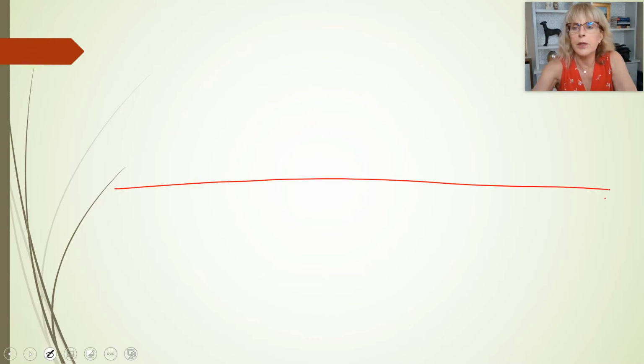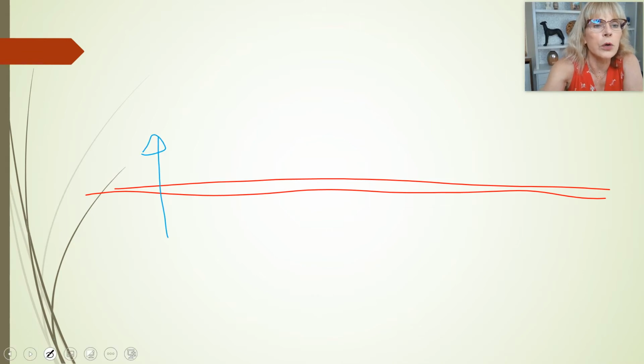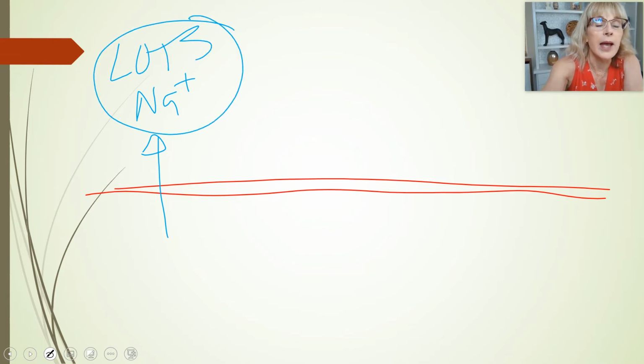Okay, so here's going to be our cell membrane, right? And this is what your body does in order to make an action potential happen. Okay, I'm going to totally simplify it. But it is going to force sodium to leave. Okay, and now there's going to be lots of sodium. How did it force it to leave?